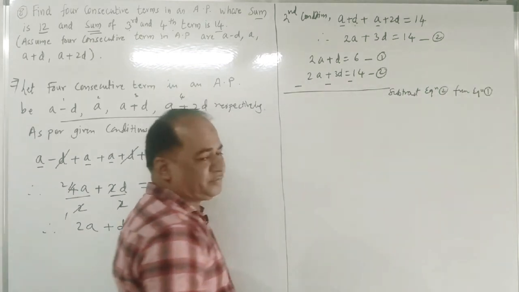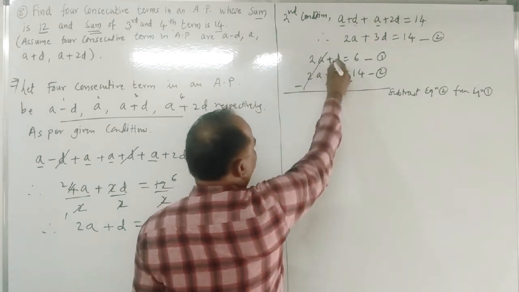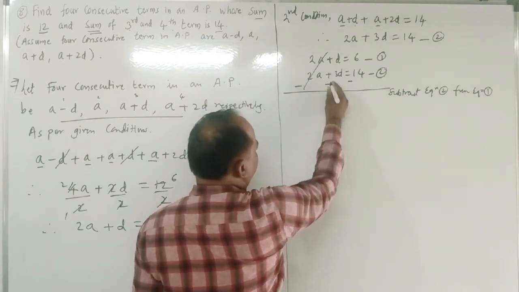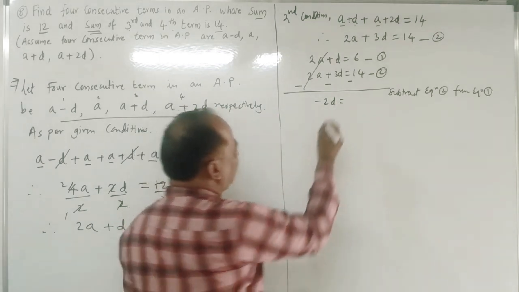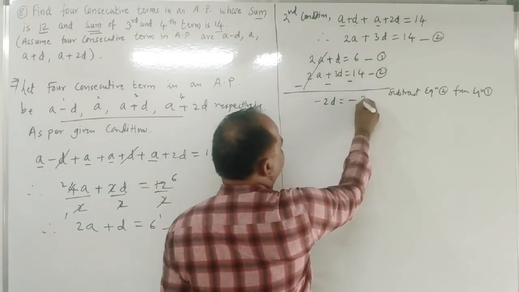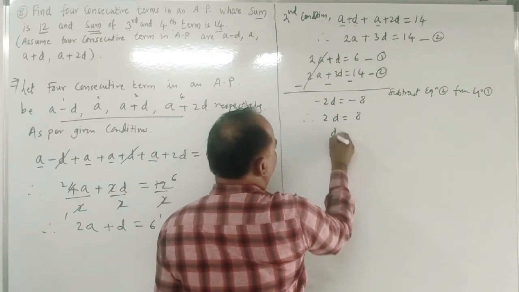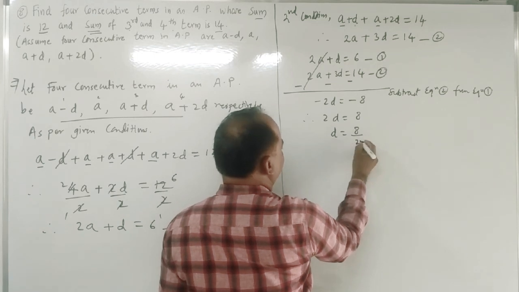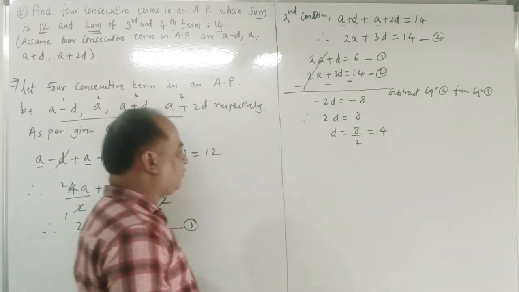So change the sign of the second equation. So 2A minus 2A becomes 0. D minus 3D is minus 2D is equal to 6 minus 14. 6 minus 14 is minus 8. Therefore, 2D is equal to 8 and D is equal to 8 upon 2, which is equal to 4. D is equal to 4.